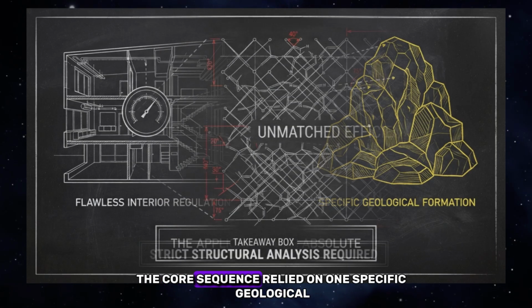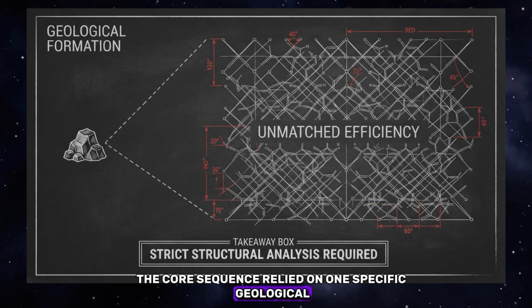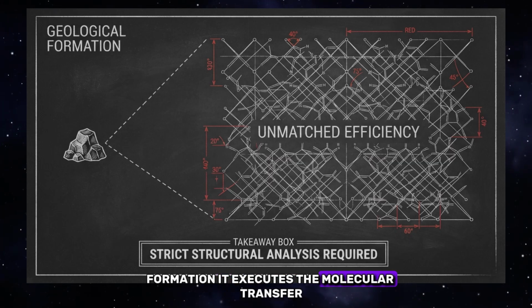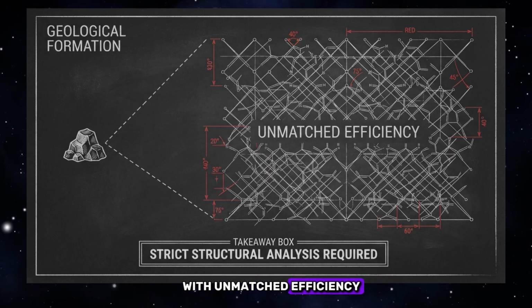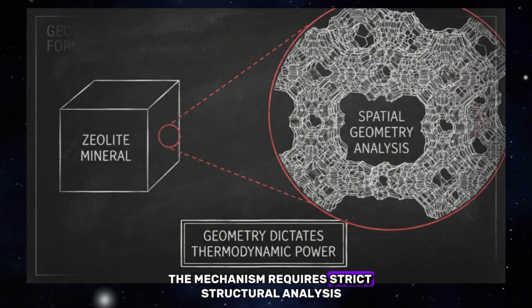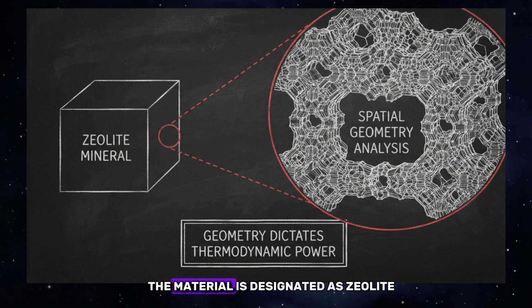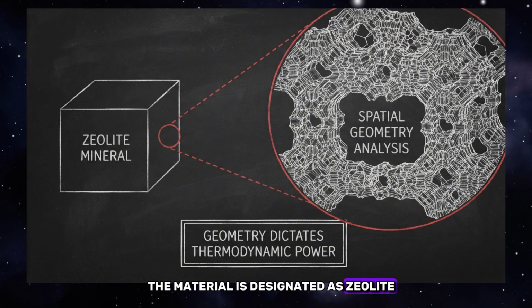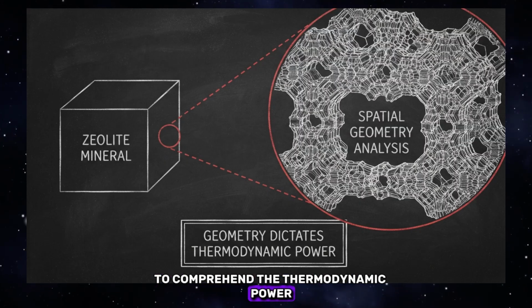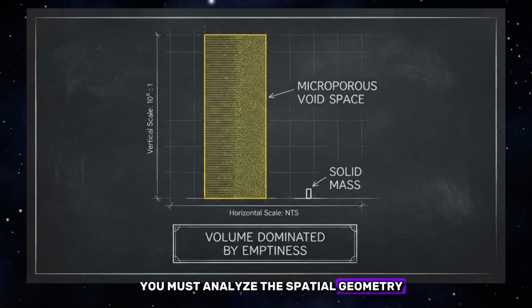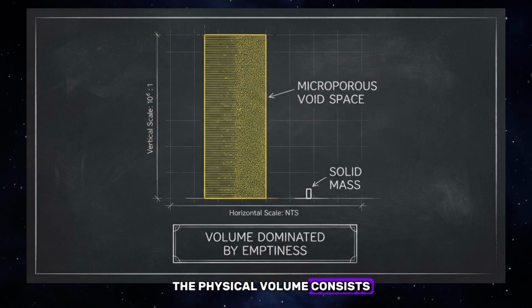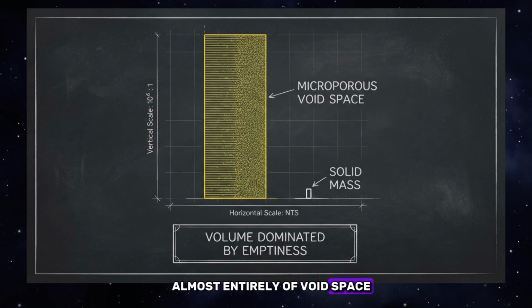The core sequence relied on one specific geological formation. It executes the molecular transfer with unmatched efficiency. The mechanism requires strict structural analysis. The material is designated as zeolite. To comprehend the thermodynamic power, you must analyze the spatial geometry. The physical volume consists almost entirely of void space.